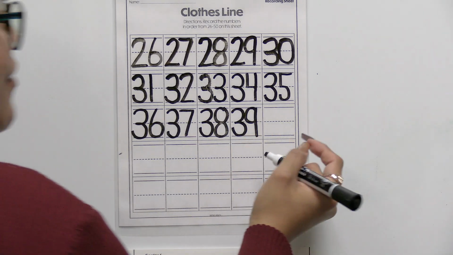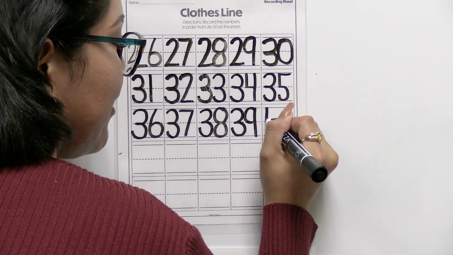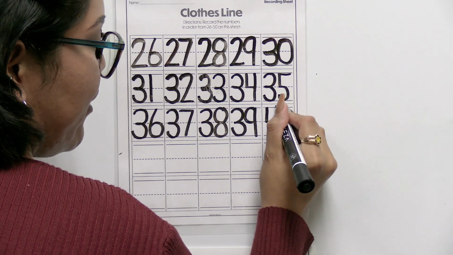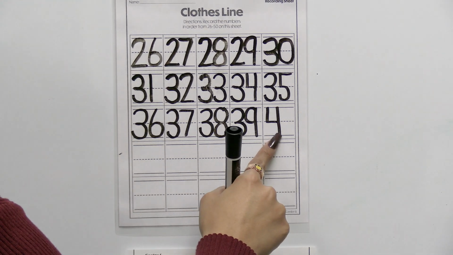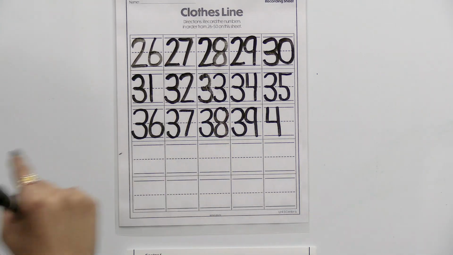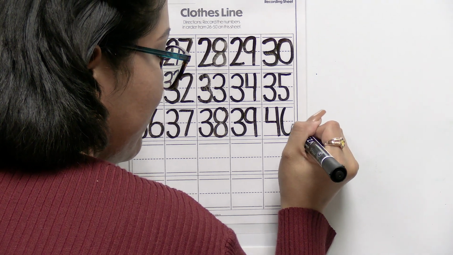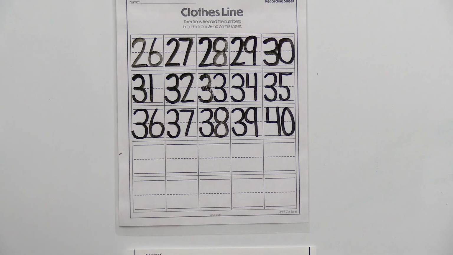Okay, let's write the number 40. 40, starting with the number 4. So we're going to go down to the dotted line, stop, go across the dotted line, and then start at the top, and then go straight down. 4. Now let's make a 0. Write a 0 next to the 4. 4, 0, we make 40.